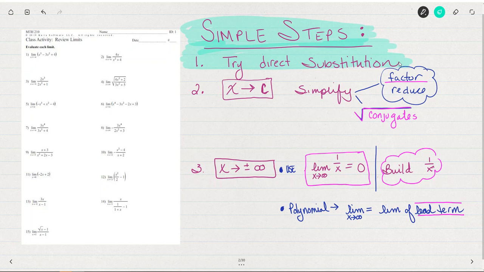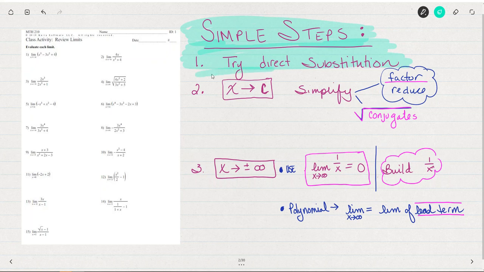In many of these problems, you can simply replace the x in the expression with the constant and get no problems at all. And that's what we call an easy limit problem. But what's challenging about those easy limit evaluations is simply remembering to try direct substitution. What could you do to remember that every time? Start by trying direct substitution.